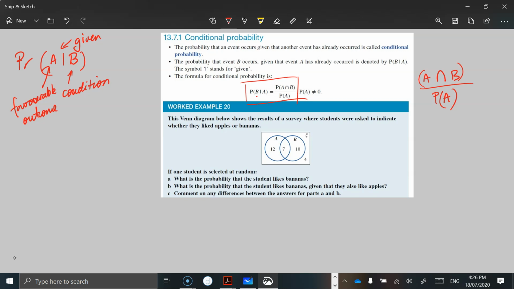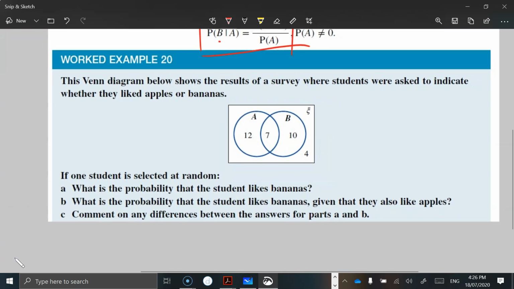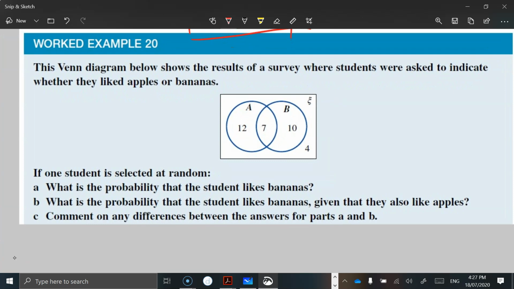We have a Venn diagram where students were asked to indicate whether they like apples or bananas, and we've got the outcome here. So we could say that 12 only like apples, but 19 like apples, and 7 like both apples and bananas. There's 17 people who like bananas, but 10 of them only like bananas and not apples. And out of all the students that have been surveyed, 4 don't like any of them.